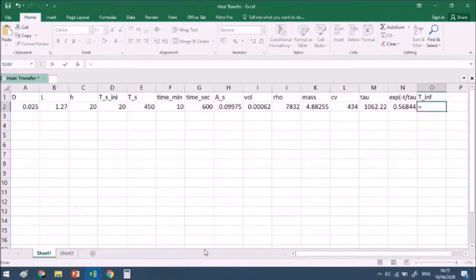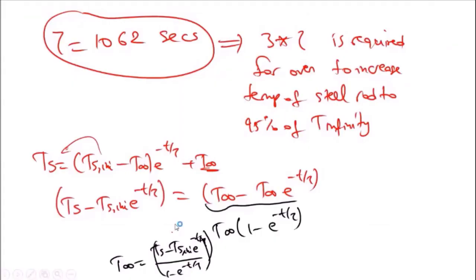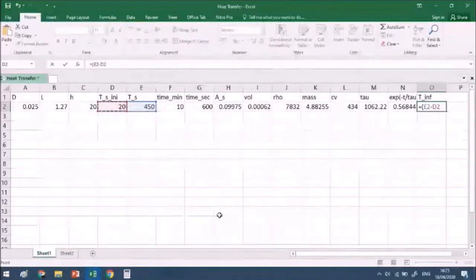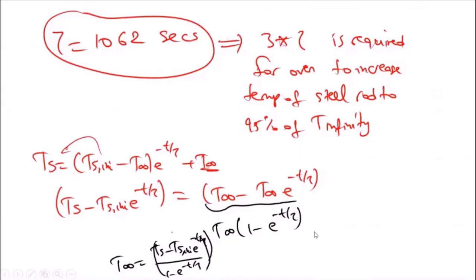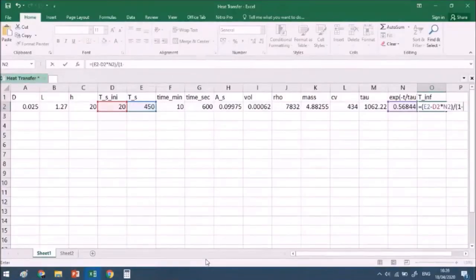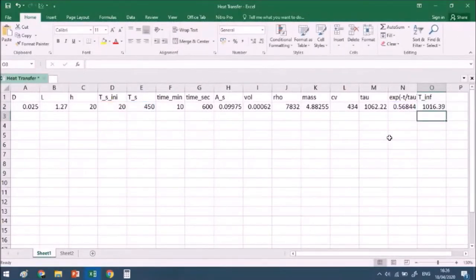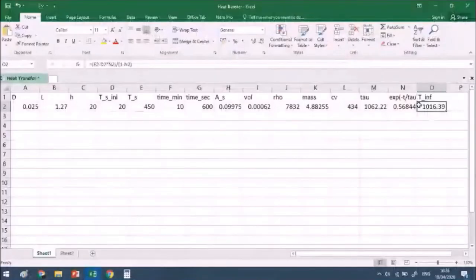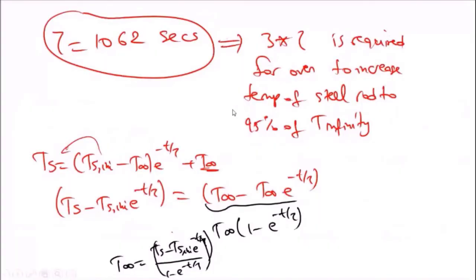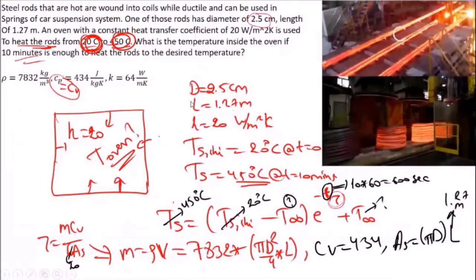First the upstairs: Ts minus Ts initial times this exponential term. This is the upstairs. We have finished. Now the downstairs, 1 minus the exponential of this one. Okay. This is the temperature of the oven. So you need this temperature inside the oven, 1000 degrees Celsius, to increase the temperature of the steel rods from 20 degrees Celsius to 450 degrees Celsius in a time of 10 minutes.